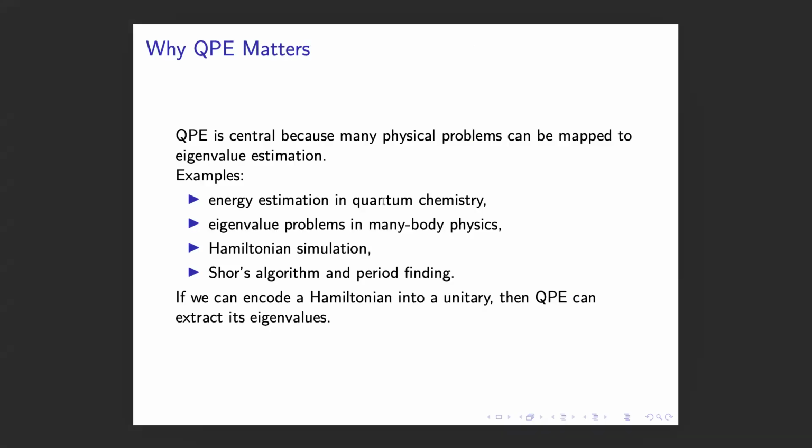It was the basic first algorithm which was used to find eigenvalues of Hamiltonians. So it's been used for energy estimation. The problem is that the circuits are pretty long, but the eigenvalue problems in many-body physics is something this has been applied to. Hamiltonian simulations, Shor's algorithm. It's essential in the linear algebra variant, this HHL algorithm, which I mentioned earlier. If you can encode the Hamiltonian into a unitary, then the QPE can extract its eigenvalues. So we're going to see how we can do that, okay?